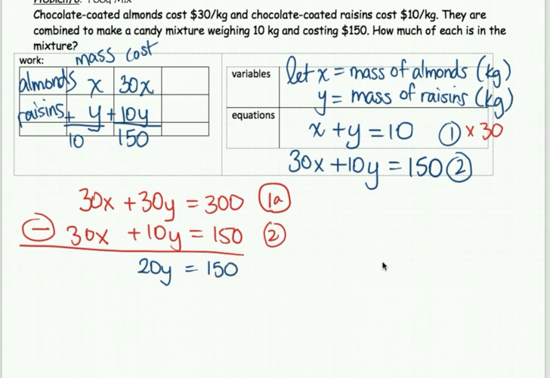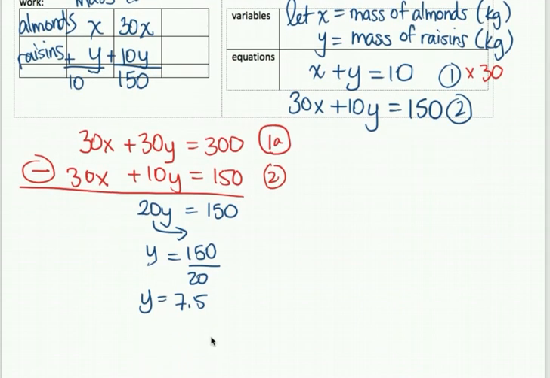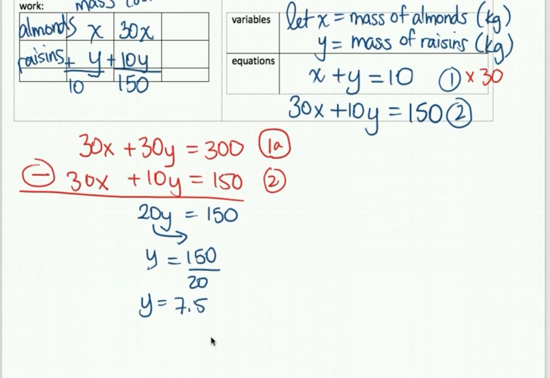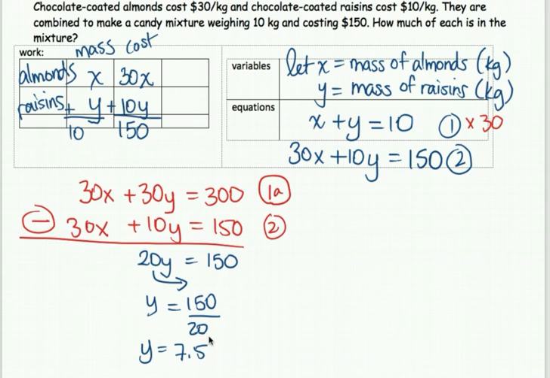still 150 left. Okay, so we're going to take the 20 and move it over here. So the 150 divided by the 20 makes 7.5. Okay, all right. And then now we're going to go find our x value.